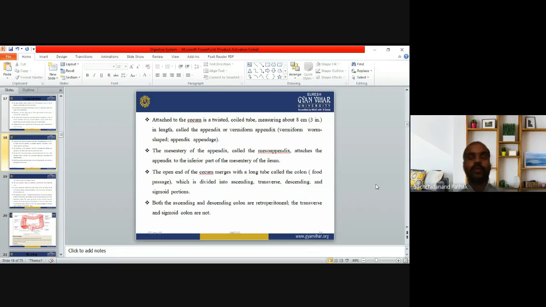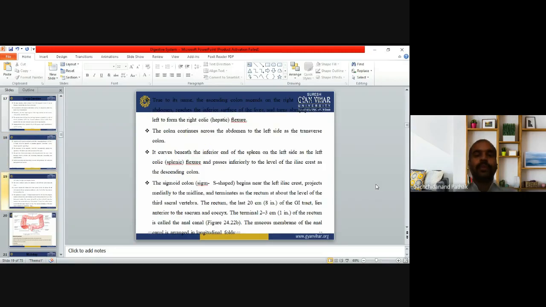The food passes through the colon, which is divided into the ascending, transverse, descending, and sigmoid portions. Both the ascending and descending colon are retroperitoneal. If you see the structure of the ascending and descending colon, they lie toward the back, so they are retroperitoneal, and the transverse and sigmoid colon are not.